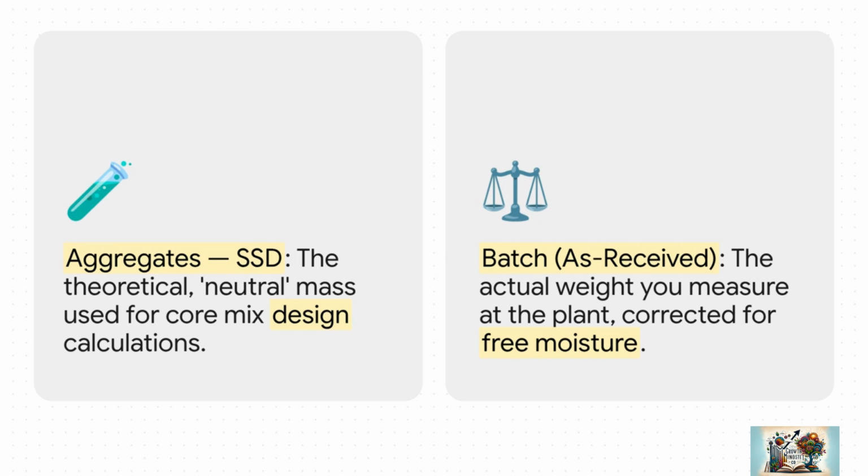And this right here, this illustrates one of the most important concepts. The calculator gives you both the theoretical SSD weights, which are used for the design on paper, and the practical as-received weights. Those are the ones adjusted for real moisture, and they're what you actually weigh out. Honestly, this is the exact spot where so many manual calculations go completely wrong.